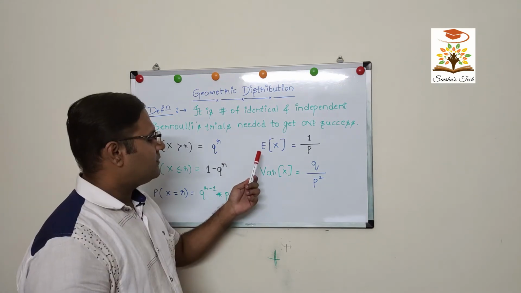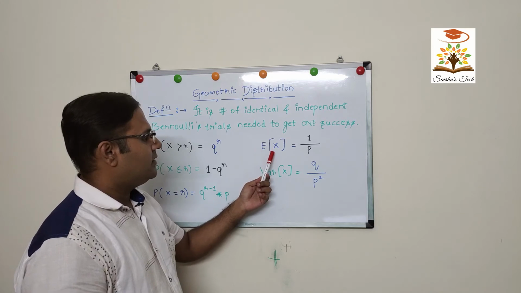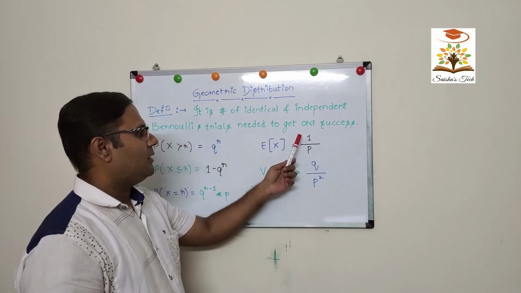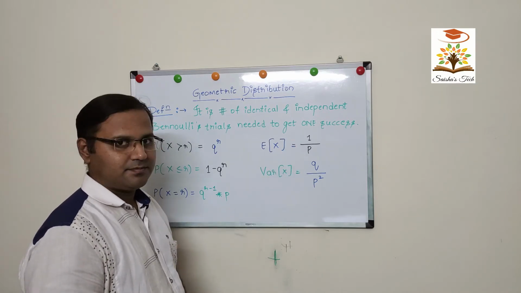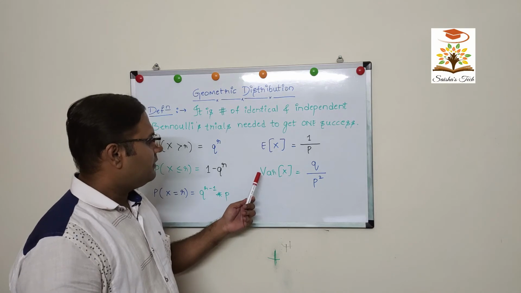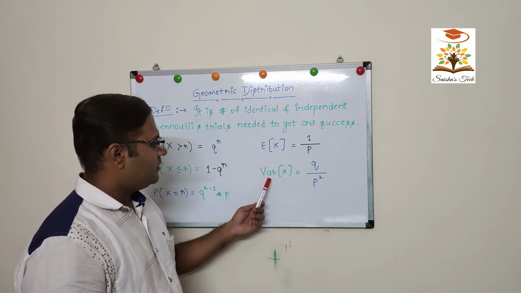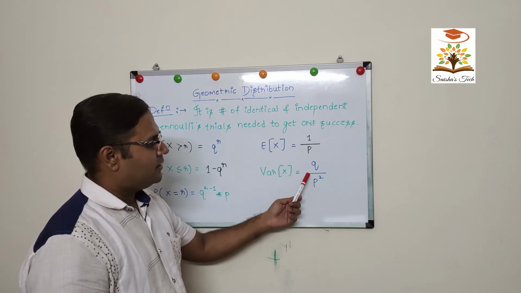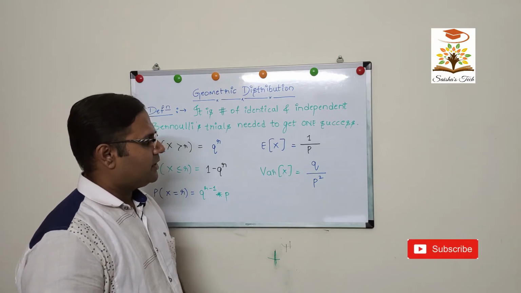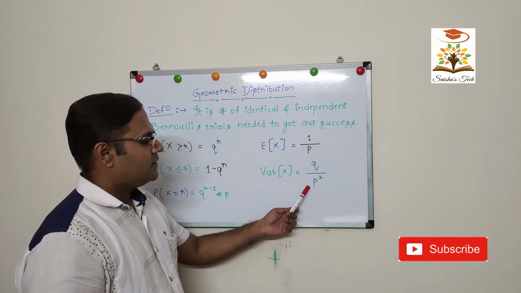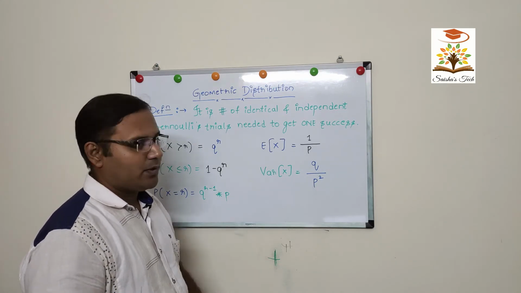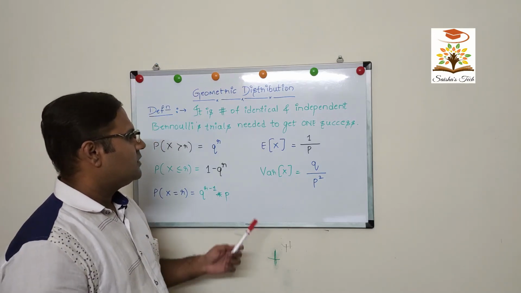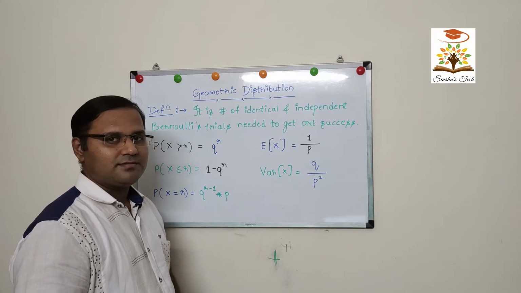The expected value of the geometric distribution for a random trial x is equal to 1 by p, that is 1 by probability of success. Similarly, the variance of the geometric distribution for a random trial x would be q by p square, where q is the probability of failure divided by the probability of success square. These are some of the formulas which helps us to understand geometric distribution.